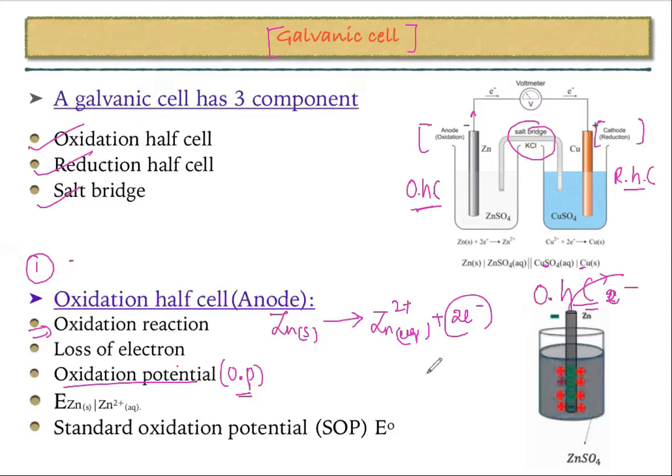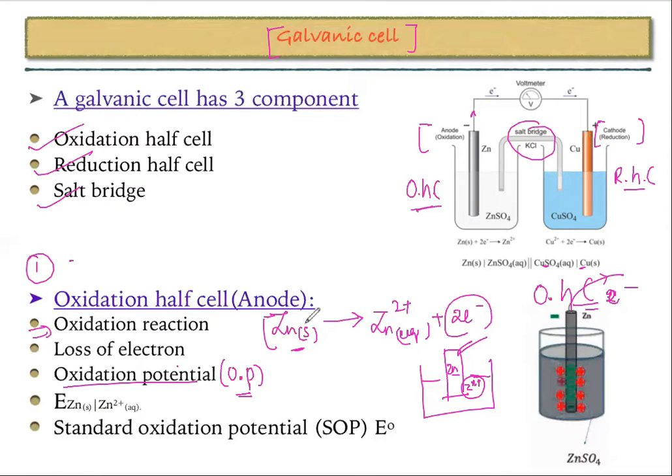As you can see, in the solution only, I'm taking this one, this is our zinc. When the zinc is going to release 2 electrons, there will be a potential generated. That potential is known as oxidation potential. And we write that half cell equation as E, the potential difference, Zn solid converting to Zn2+ aqueous. So you see this half cell reaction, Zn solid has converted to Zn2+.